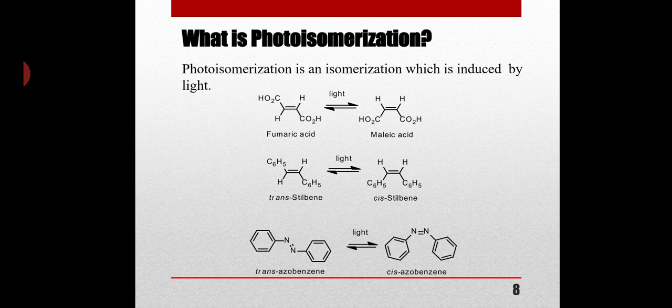Now coming to today's topic, photoisomerization. Photoisomerization is an isomerization induced by light. Here are some examples: conversion of fumaric acid to malic acid, trans-stilbene to cis-stilbene, trans-azobenzene to cis-azobenzene. All these conversions are possible with the help of light.